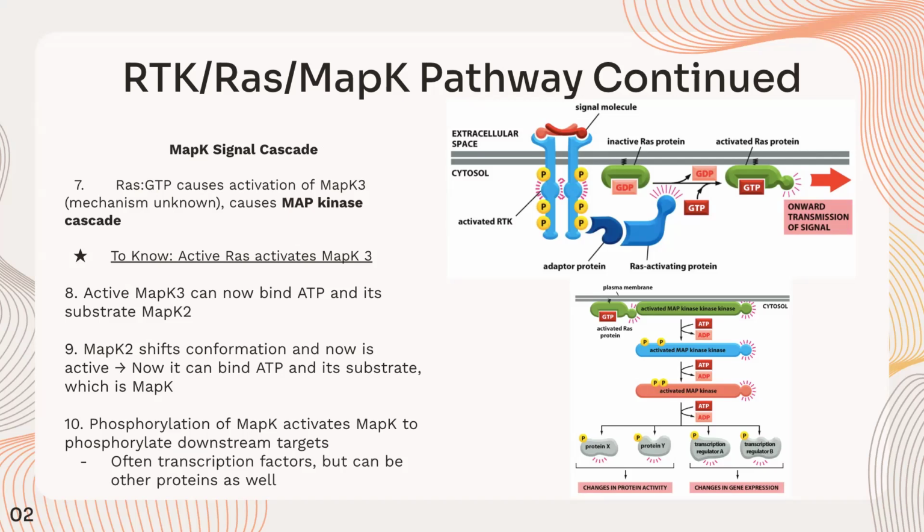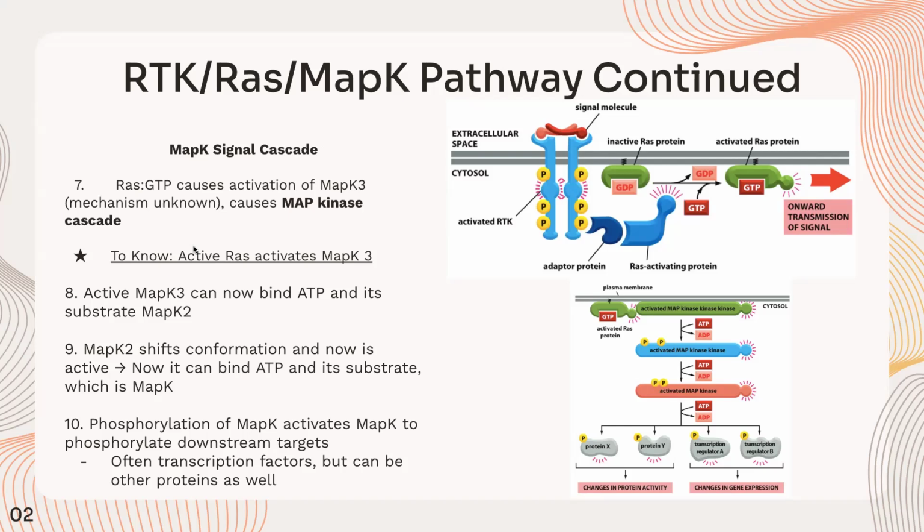So, okay, now we have the activated RAS, which has GTP now. Remember, when RAS has GTP, it's on. It's active. Okay. It causes activation of a thing called MAPK3. We don't know how. It just is. So you don't have to know that. And it causes this thing called the MAP kinase cascade. So just know this: active RAS activates MAPK3.